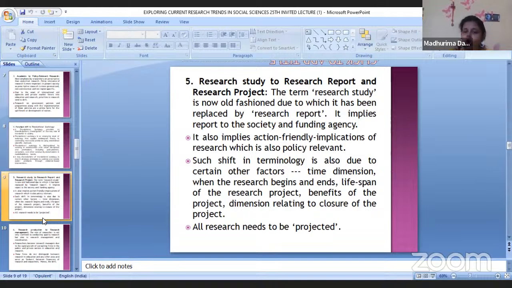So that is why all research needs to be reported and projected. It should come out in the form of projects. And it is the task of researchers, be it research assistants or scholars, to be associated with some kind of research projects, which is definitely fruitful, not only for the educational institution in which he or she is working, but also for society at large.